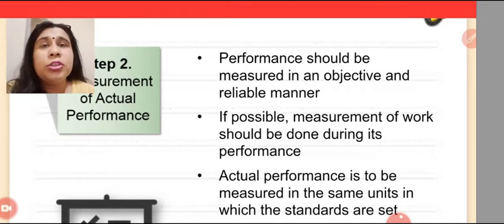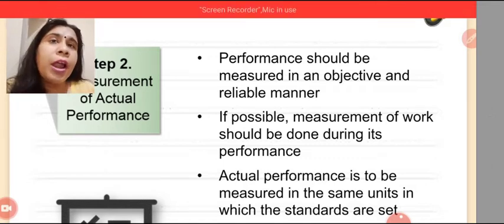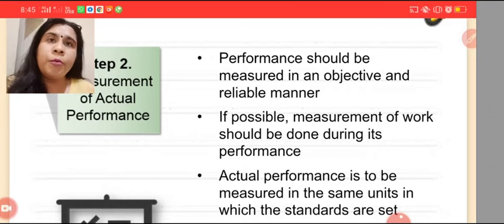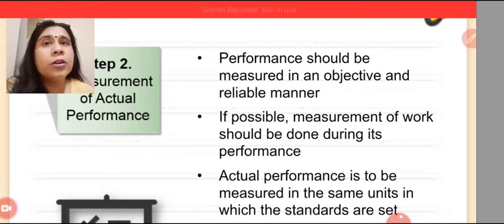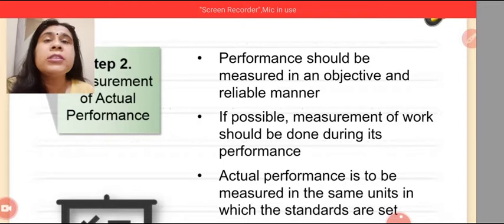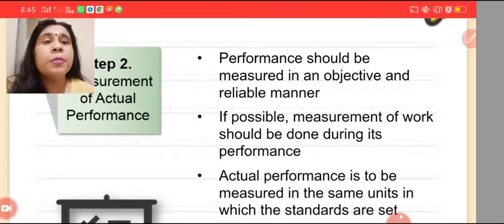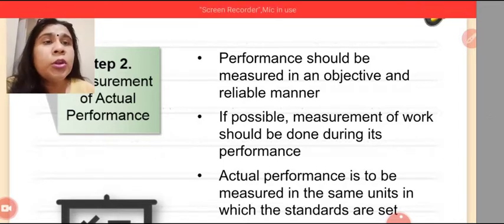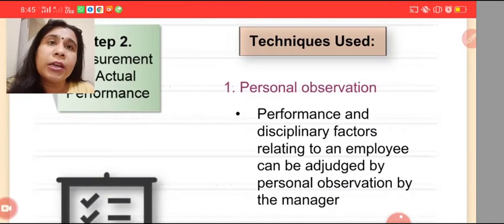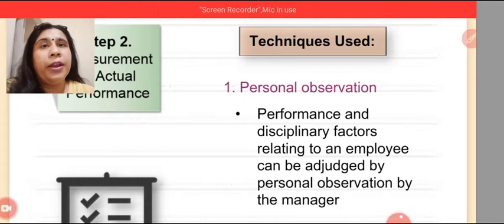After setting the standards, after deciding the targets, next step is measurement of actual performance. Performance should be measured in an objective and reliable manner. If possible, measurement of work should be done during its performance. Actual performance is to be measured in the same units in which the targets were set at the time of planning.